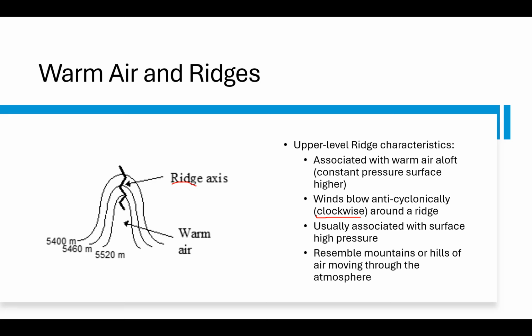All right, notice a couple things here. The ridge axis is this black solid sawtooth line. See that? The ridge axis is the point at which you have your highest heights, or highest constant pressure surfaces reached. Notice the shape again, it's an upside down U shape. Notice that warm air is directly beneath that ridge. And notice one other thing: look at how your heights tend to get higher with height. So in general, this is a ridge.